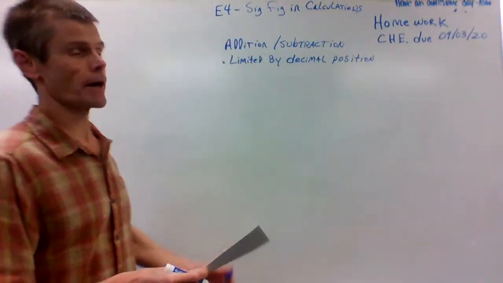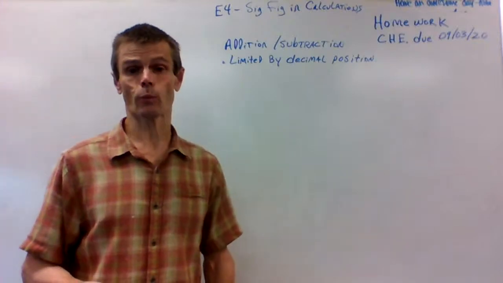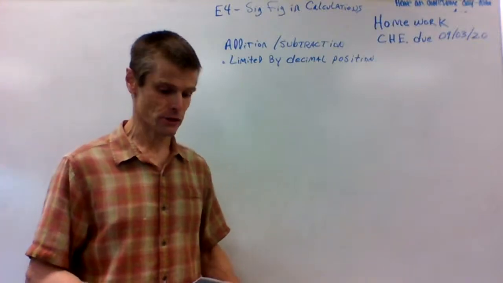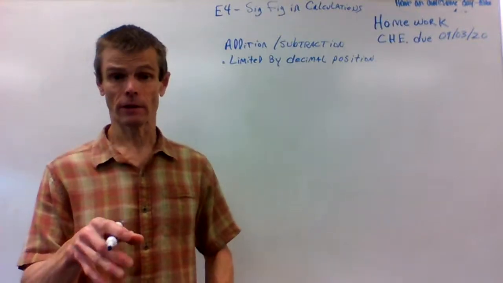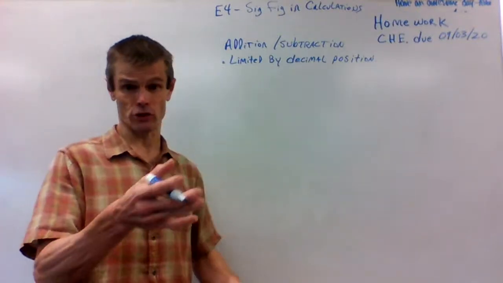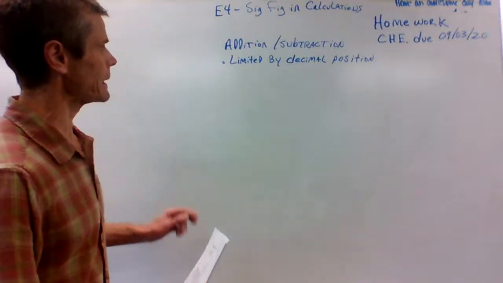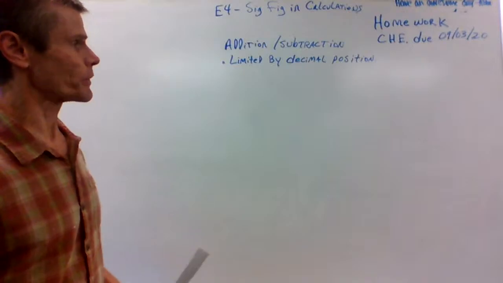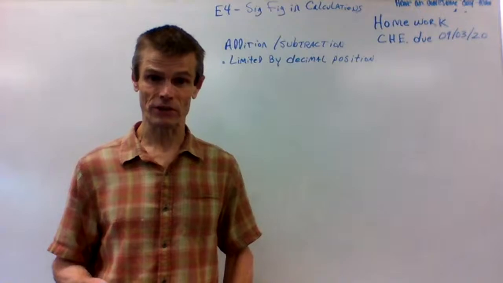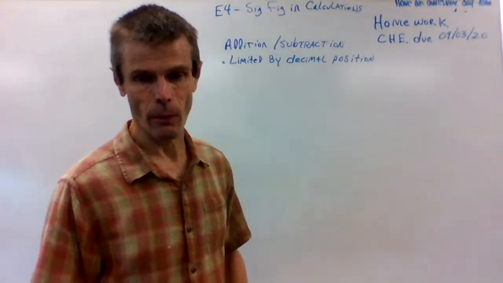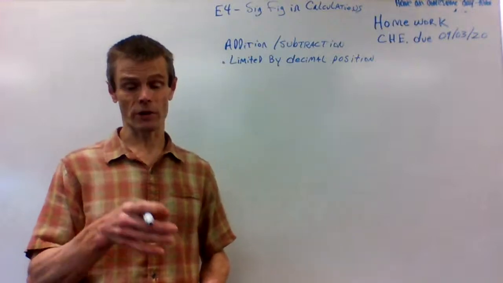The first stop in our little discussion is going to be on how we use significant figures when we're conducting addition and subtraction, because there are different rules between addition, subtraction, and between multiplication and division. So for addition and subtraction, we're limited by the number with the least number of decimal places. In other words, we're limited by decimal position when we're carrying out any type of calculation involving addition or subtraction.